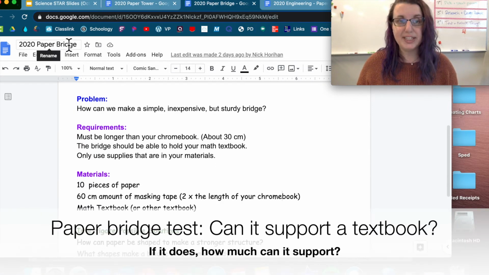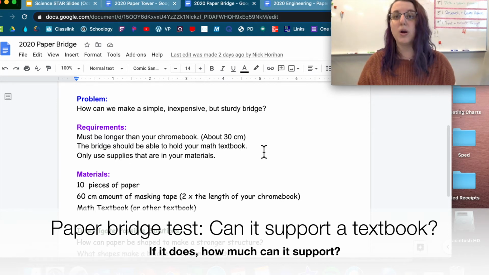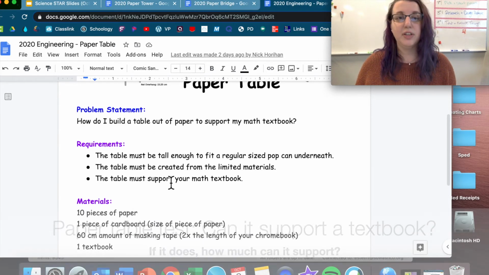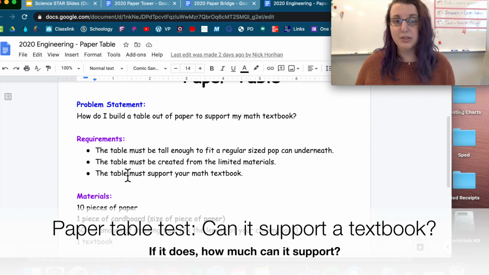For the paper bridge, you are seeing if the bridge can hold your math textbook or just a dictionary or a large book if you don't have a textbook. How much can this bridge support? If the bridge supports your textbook, try to see, can it support 2 textbooks? Can it support your Chromebook? Could it support you? Could you walk across this bridge? Very similarly, paper table, trying to figure out how much it can support. So try it with a textbook, try it with 2 textbooks, try it with your cat, try it with you. How much can it support?